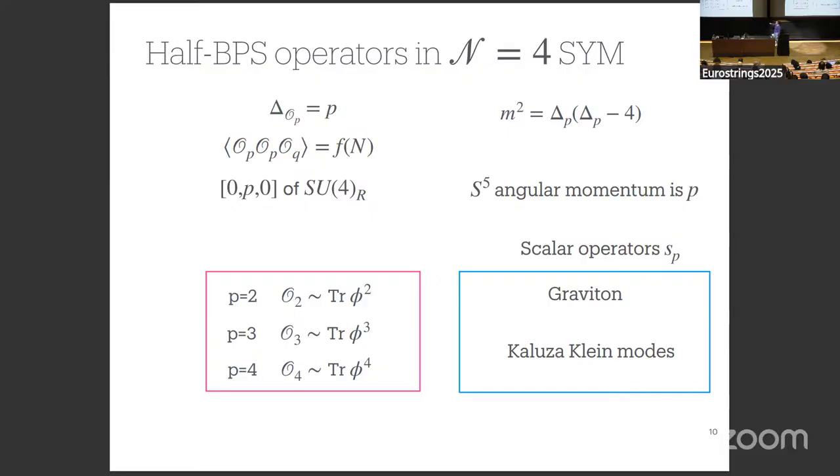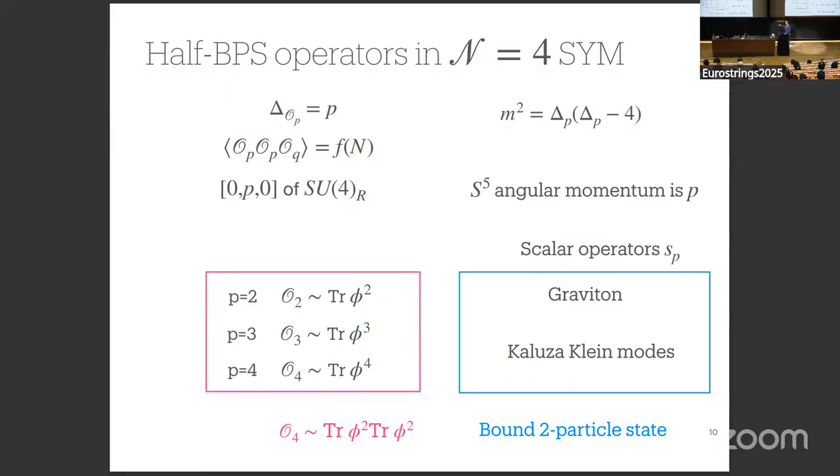One option is to have this trace of phi to the 4, which again is similar to the one that we said before. But now there can be another one. So this operator here, which is trace phi square, trace phi square, you clearly see why you cannot have anything before dimension 4. And this is dual to a bound two-particle state on AdS.